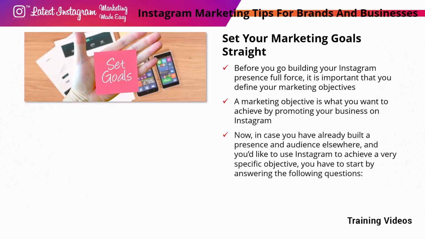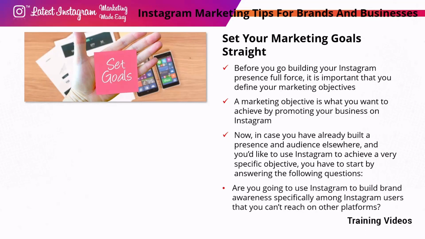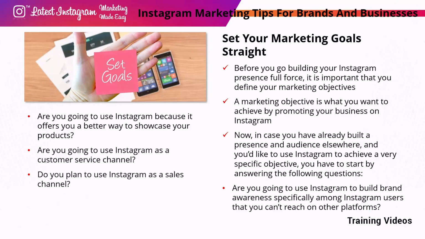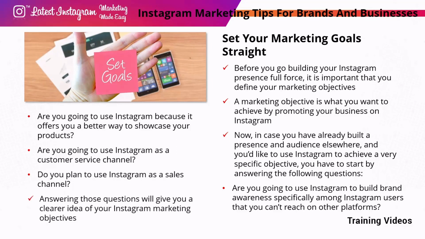Now, in case you have already built a presence and audience elsewhere, and you'd like to use Instagram to achieve a very specific objective, you have to start by answering the following questions. Are you going to use Instagram to build brand awareness specifically among Instagram users that you can't reach on other platforms? Are you going to use Instagram because it offers you a better way to showcase your products? Are you going to use Instagram as a customer service channel? Do you plan to use Instagram as a sales channel? Answering those questions will give you a clearer idea of your Instagram marketing objectives.